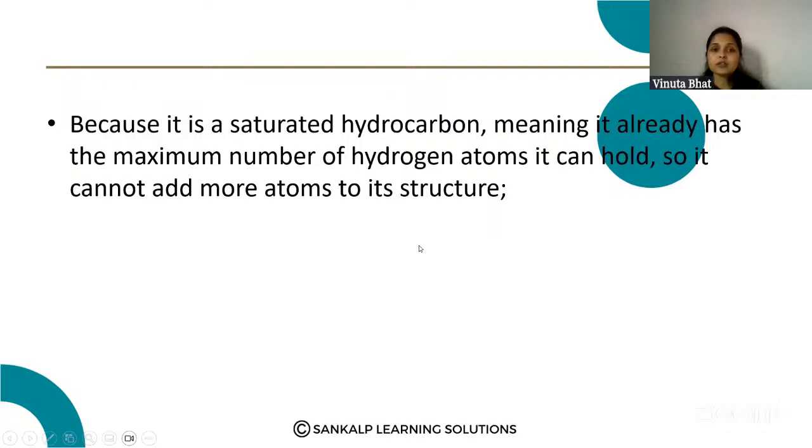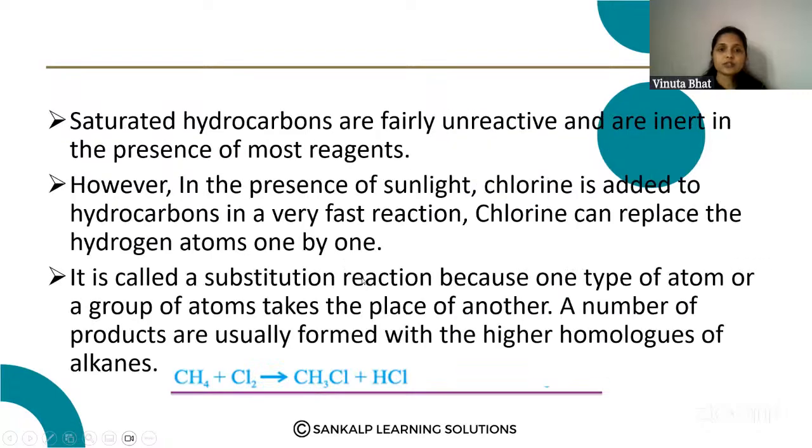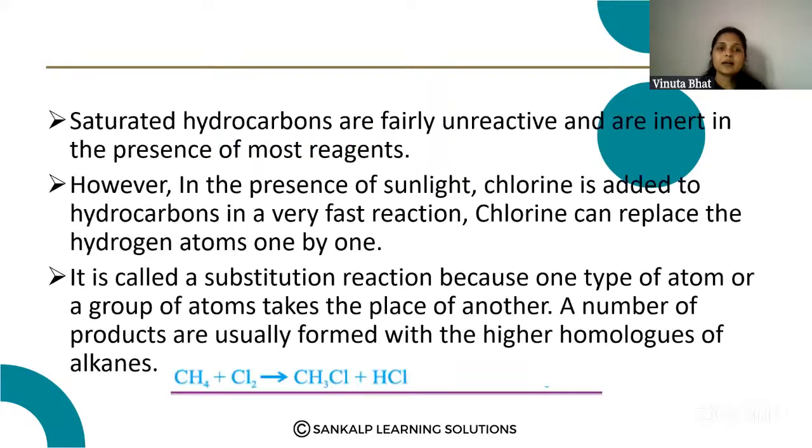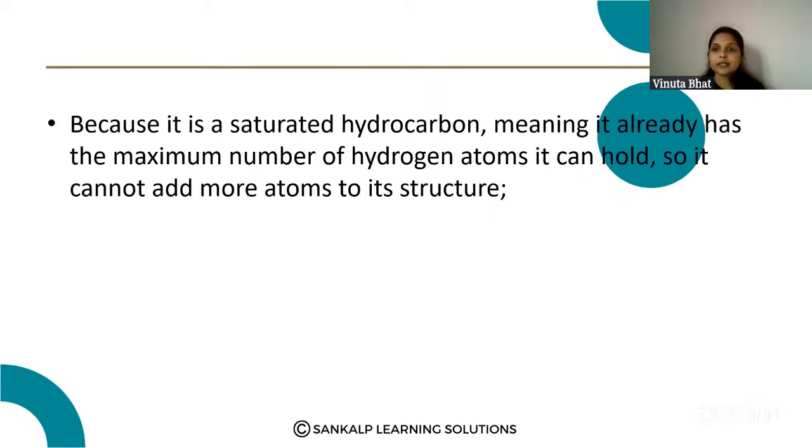Last one. Because it is a saturated hydrocarbon, it already has the maximum number of hydrogen atoms it can hold, so no more atoms can be added to its structure. What is the question here? C2H6 undergoes the substitution reaction but not the addition reaction because it is already a saturated hydrocarbon, meaning it already has the maximum number of hydrogen atoms. So it cannot add more atoms to its structure. So that is the answer.